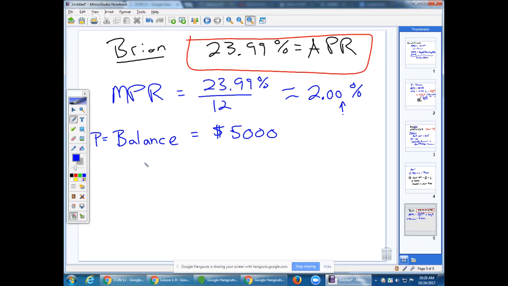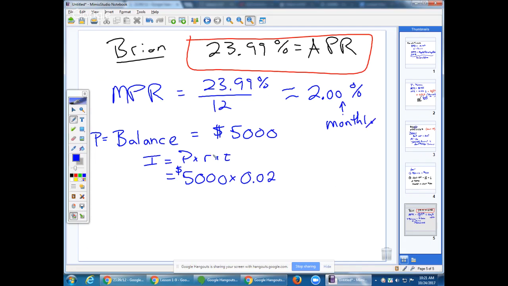So to actually calculate it, interest is equal to the balance, P, times the rate, times the time. My balance is $5,000. My rate is 2%. I'm going to write that as a decimal. 0.02 would be that as a decimal. Now, what kind of rate is that again? An annual rate or a monthly rate? Monthly. Yeah, it's a monthly rate.